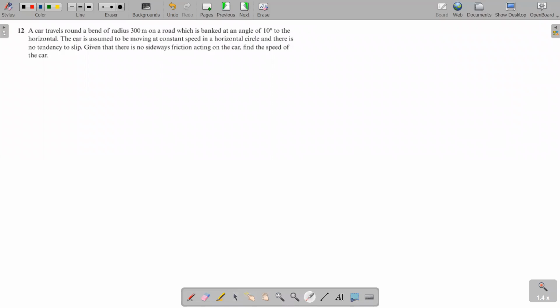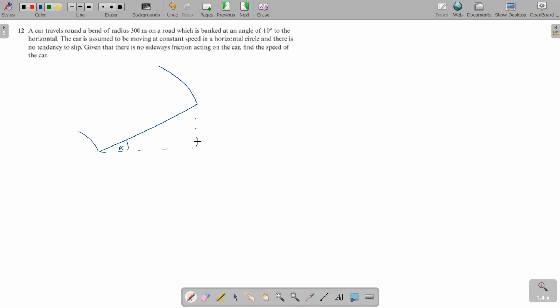They say a car travels around a bend of radius 300 meters on a road which is banked at an angle of 10 degrees to the horizontal. So guys, can you see you have a car traveling at a bend. So it's a bend road, and not only a bend road, the road is also banked, which means the road is kind of slanted. If you draw the road, this is the road, and the road makes an angle. So basically your road goes like this. Can you see? The road is kind of banked.